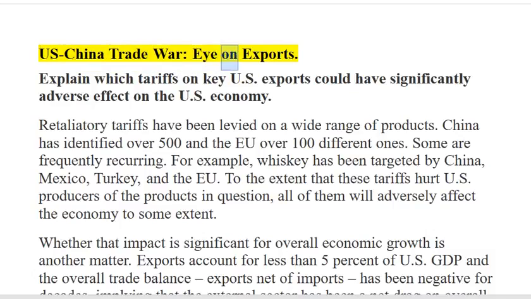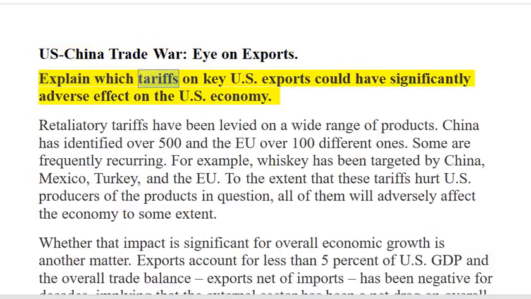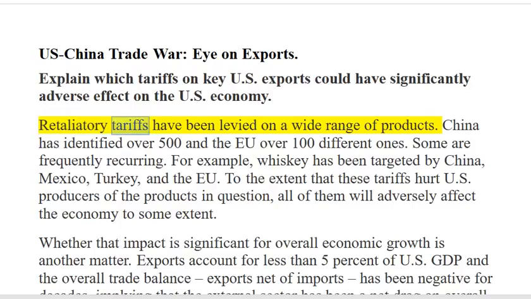US-China trade war, on exports. Explain which tariffs on key U.S. exports could have a significantly adverse effect on the U.S. economy. Retaliatory tariffs have been levied on a wide range of products.